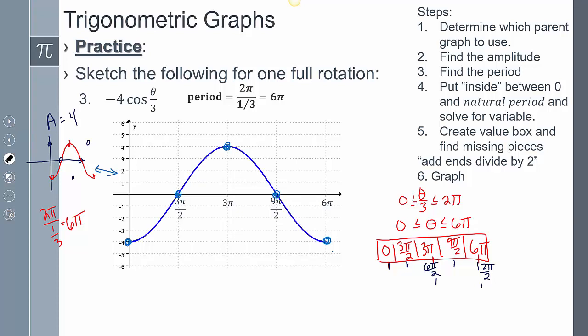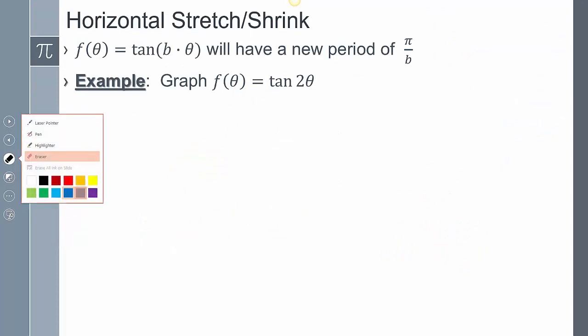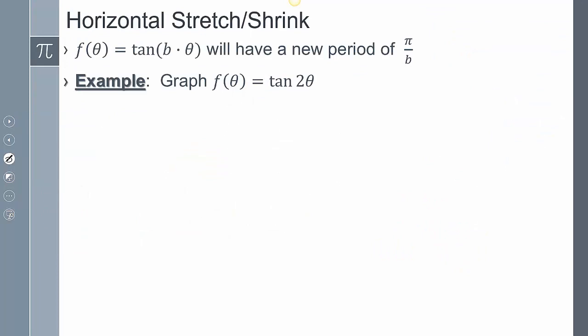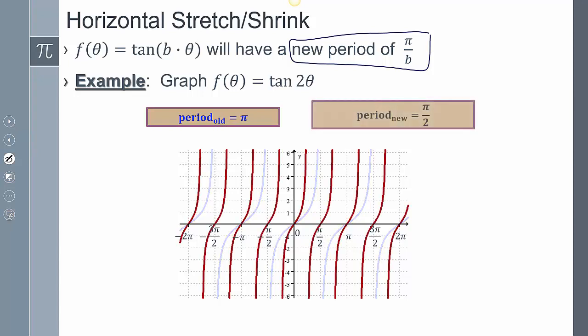So now we're going to move on to tangent. With tangent here, the original period, if you remember, is just pi. And that's something that we defined in our lesson. So if my original period for tangent is pi, that means it's going to have a new period of pi over b. So here's my parent graph for tangent. Nothing's being done to it. But now if I do pi over b, or pi over 2, if you notice, it's as if I took the graph and smushed it in more there.